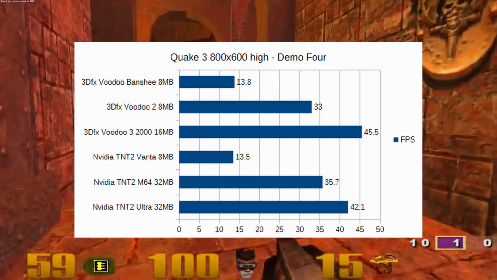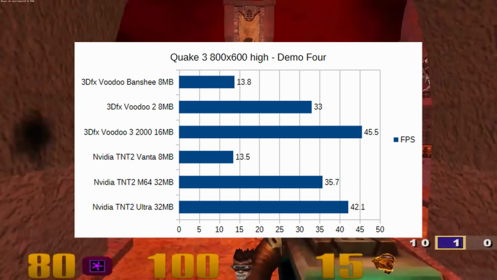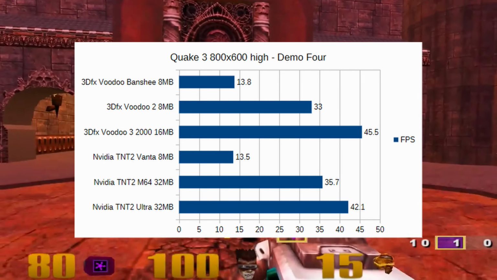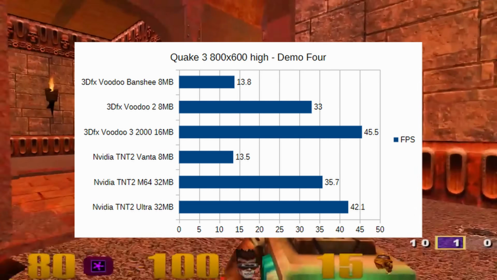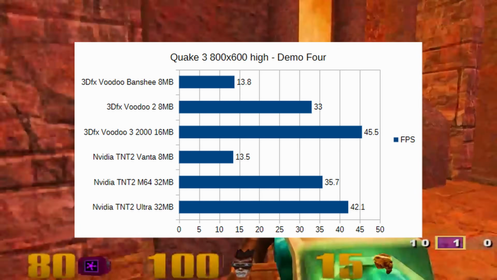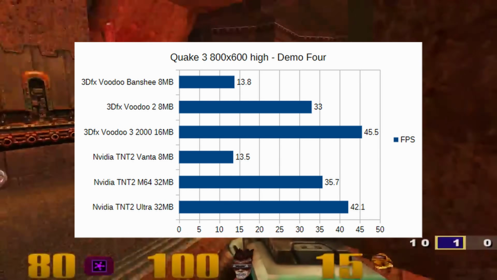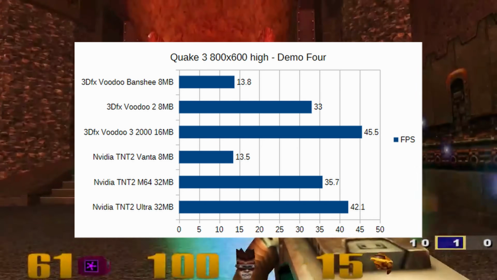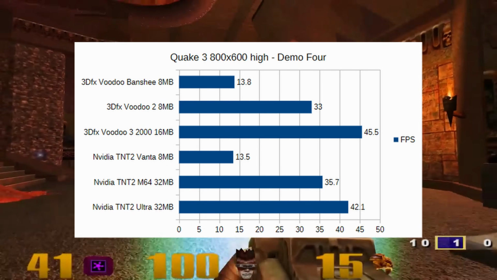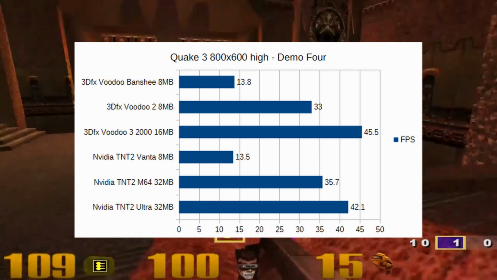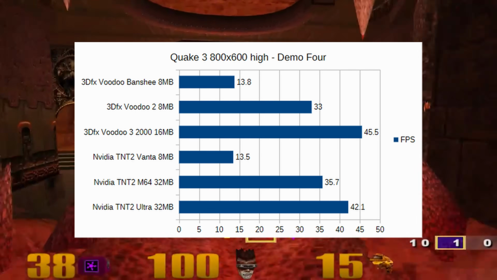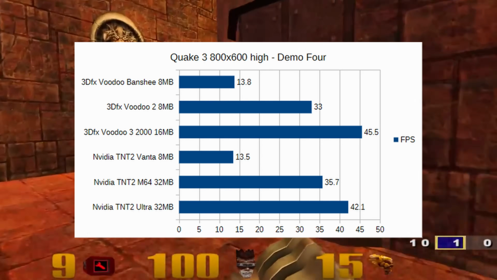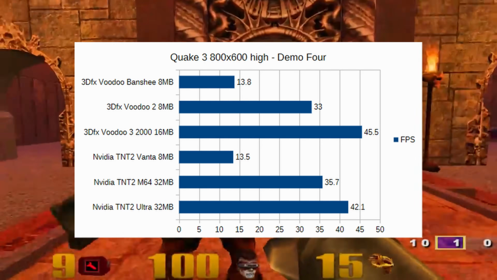That's why the Voodoo Banshee, at 13.8 frames, isn't exactly going well with 1 TMU, even though it does have the slightly higher clock speed over the Voodoo 2. Looking down at the TNT2 Vanta, it's got 13.5 frames, no doubt limited by its 8 megabytes on board. Also, the 64-bit bus it has for memory wouldn't be helping either. The M64, even though it has that 64-bit bus, also has 32 meg on board, so 35 frames is not bad going.